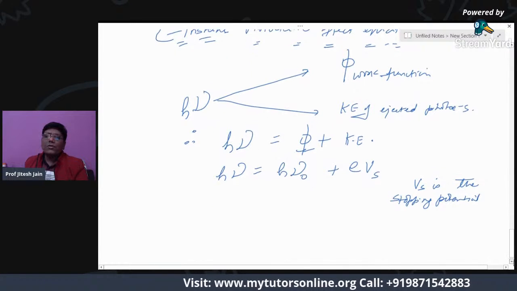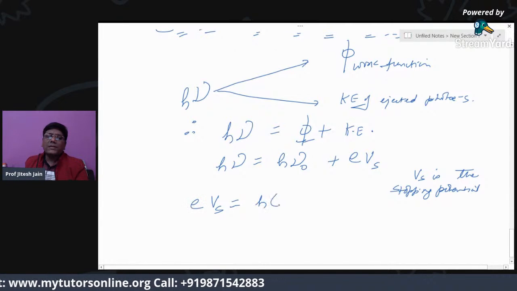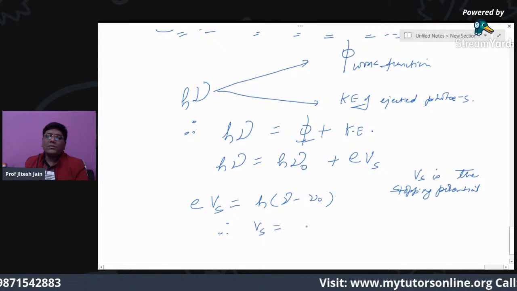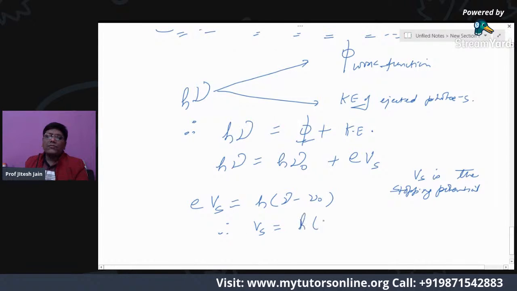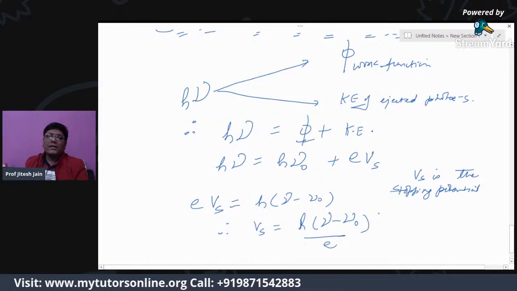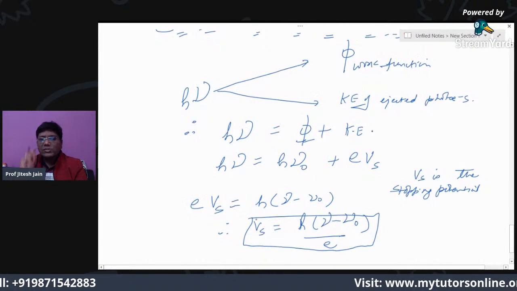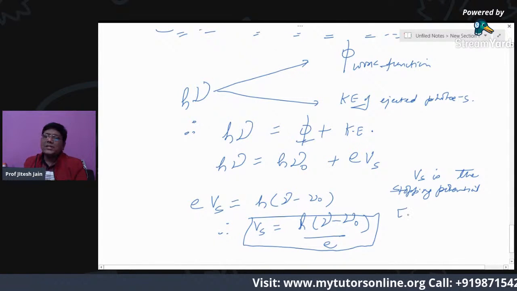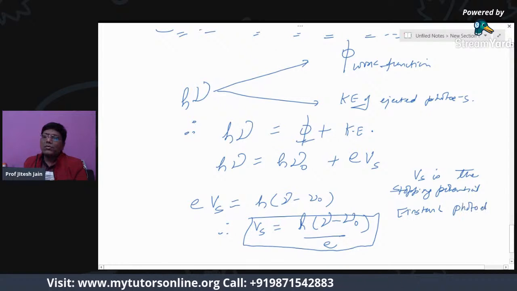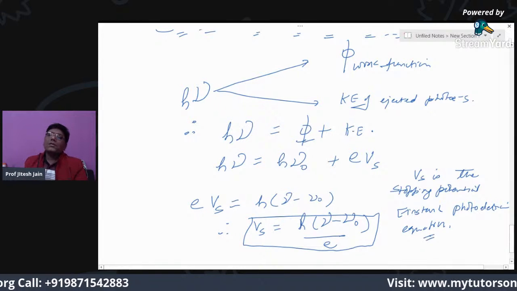Therefore, e times Vs will be h times (nu minus nu 0). Therefore, your Vs will be equal to h times (nu minus nu 0) divided by e. This equation which I have derived for the stopping potential is known as Einstein's photoelectric equation. Very, very important.